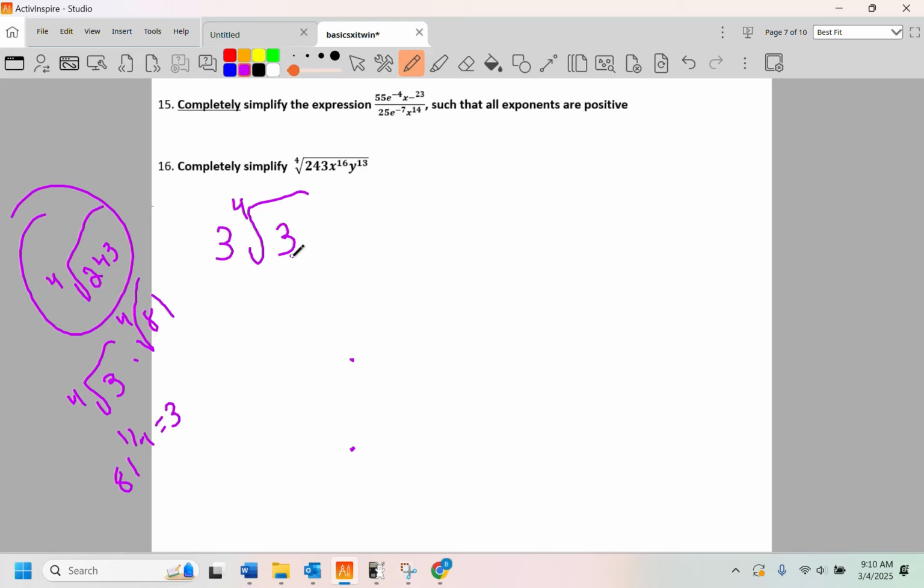Some of y'all are still struggling with simplifying square roots. Need to work on that.